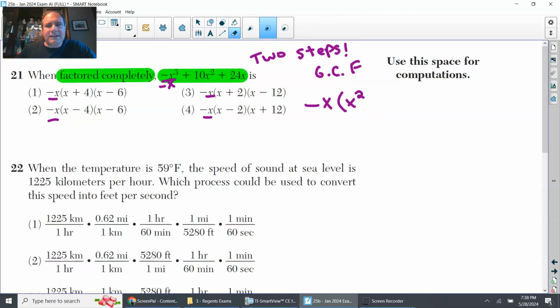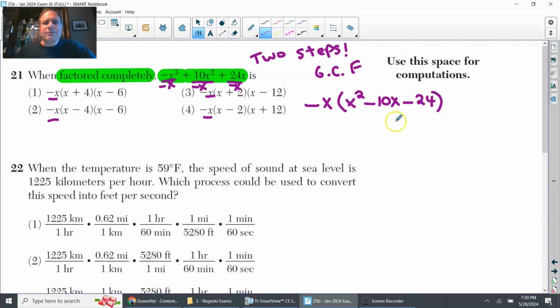So negative times a positive would be negative, but you need a positive. So it's a negative 10x. And then, again, I'm dividing by the greatest common factor. To get a positive, you have to have a negative times a negative, and it's 24. So you see what you have.